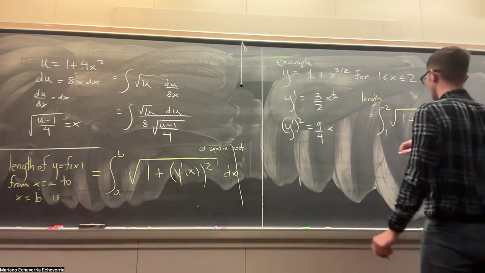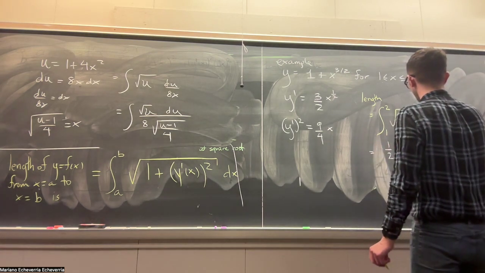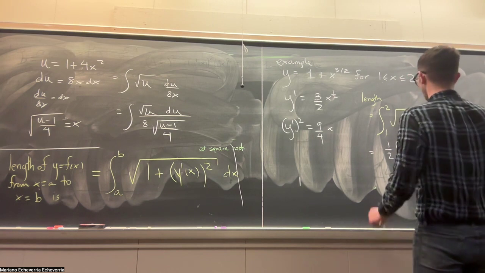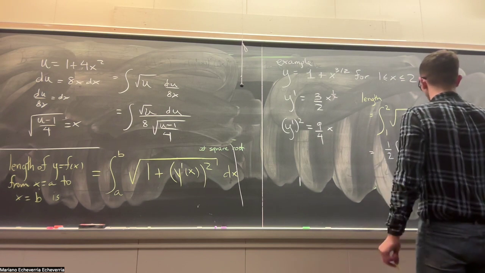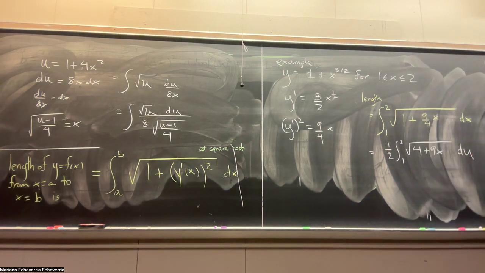If you want to rewrite this a little bit better, if you just use a common denominator and then take out the 1/4 as a 1/2, it looks a bit better maybe. But it doesn't matter. That's more cosmetic. You just make u the inside of the square root. That's all that you really cared about.